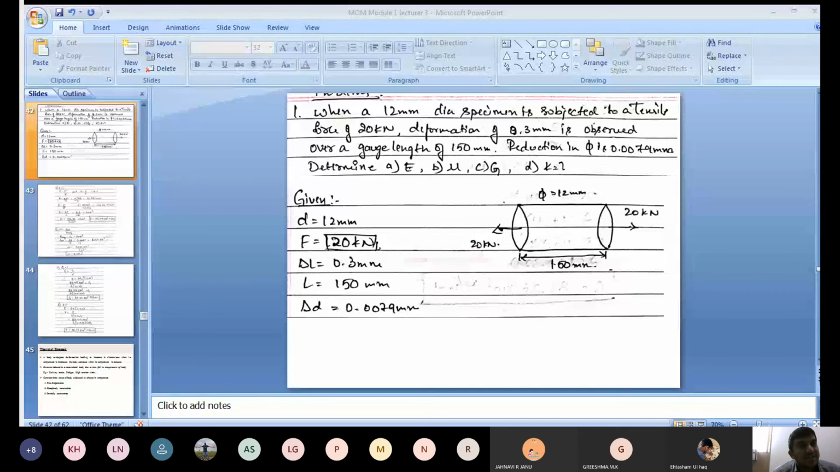Then check: once you get the G value, the shear modulus should be less than Young's modulus, or Young's modulus should be greater than shear modulus. Then recheck the answer to see whether you got it right or wrong. If it is more than that, somewhere your calculation is wrong. Yes, what is the G value you got?